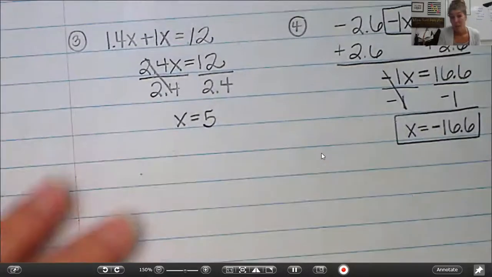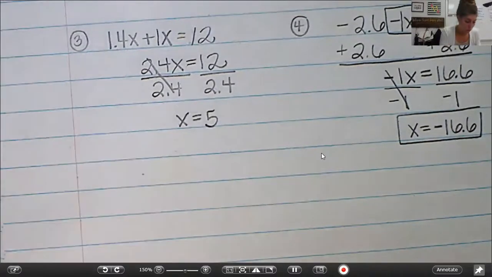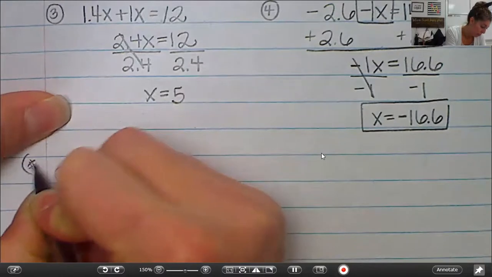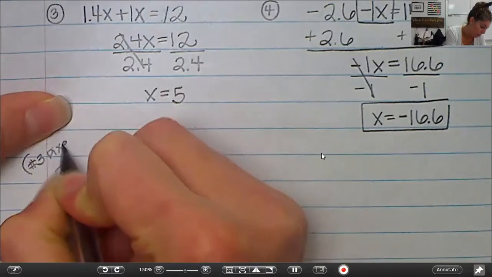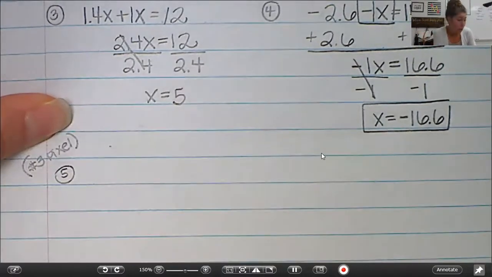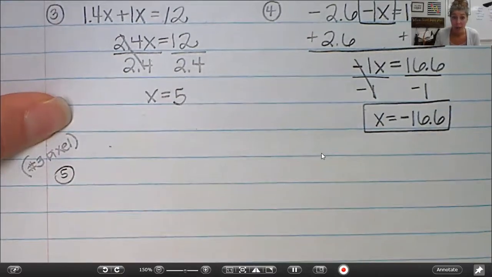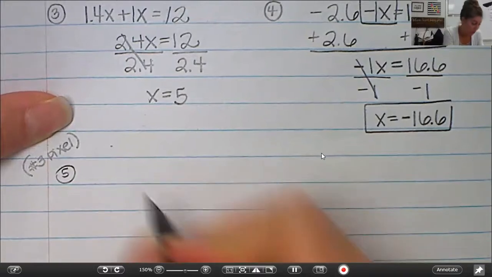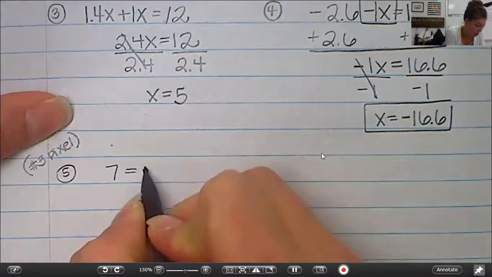So I'm going to go ahead and solve number 3 for you. I'm going to put it as number 5 on here. And I write pixel because this is a pixel art activity page. When you guys solve the problems, you'll be plugging it in and doing another one of those pictures. So I'm doing the exact problem that you have.